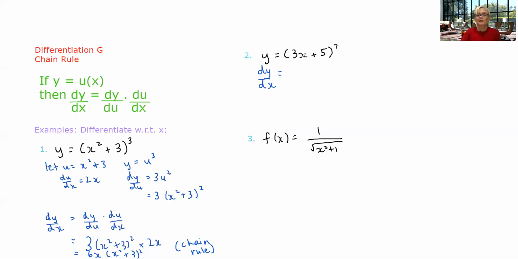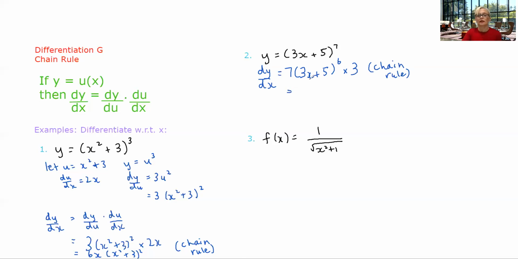We pretend for a minute that this was just x to the 7. So we get 7 that to the 6. All right? That's like our dy du part of the rule. But it wasn't just an x, was it? It was a function of x. So the chain rule says we need to multiply by the derivative of that inner function. So that's your chain rule coming in there.